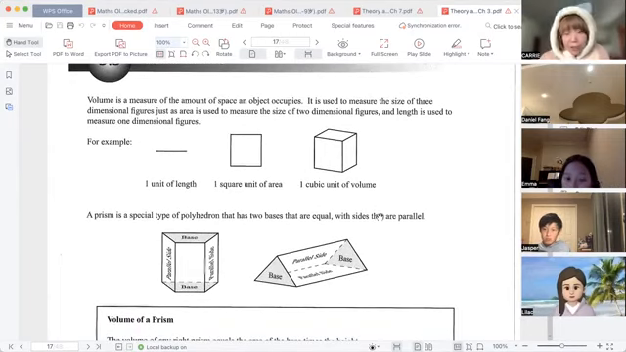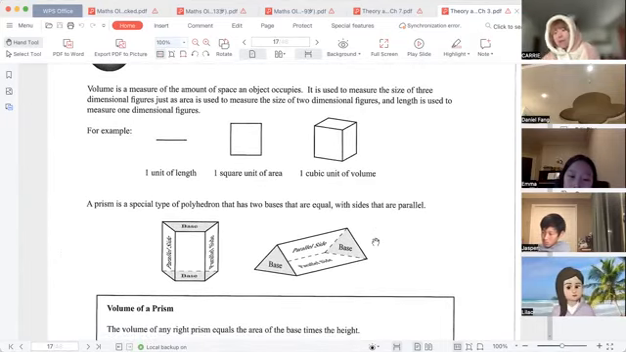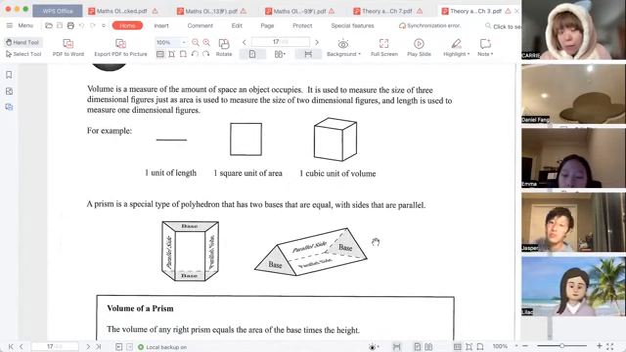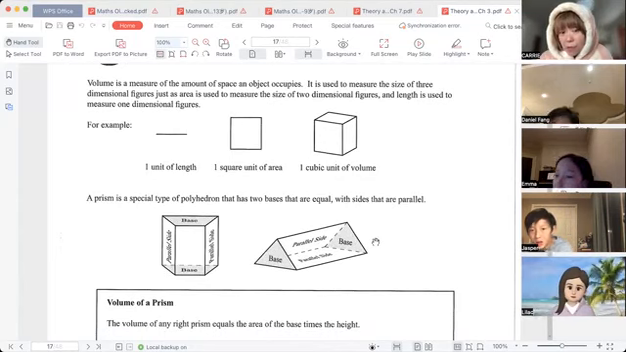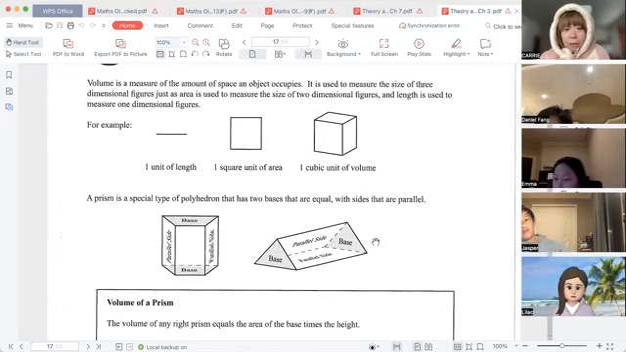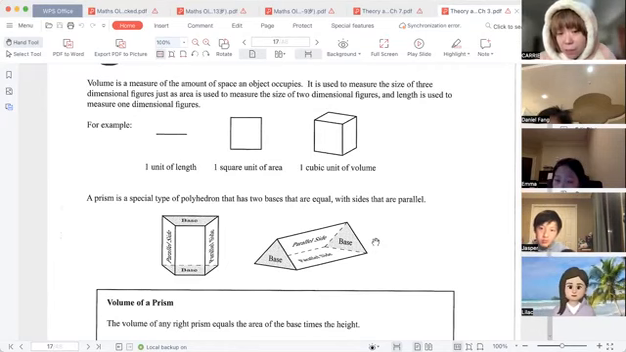Okay, a prism is a special type of polyhedron that has two bases that are equal, whose sides are parallel. So what does it mean? Okay, everybody, there are a lot of shapes we can calculate the volume of. Jasper, take a look, okay? The most important thing, if you want to find the volume of a weird and abnormal shape, I just want to tell you a very simple way. Everybody, I want you to take notes, okay? There are a lot of formulas, but for some formulas, we don't have to memorize them. All you need to do is think about it.